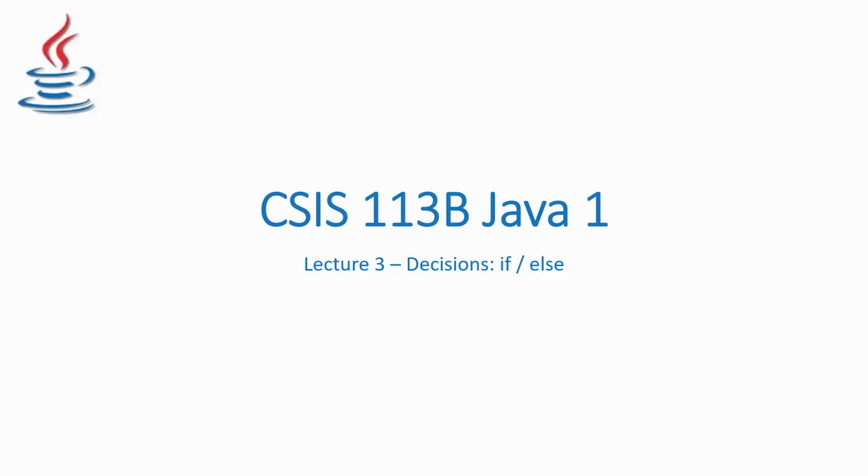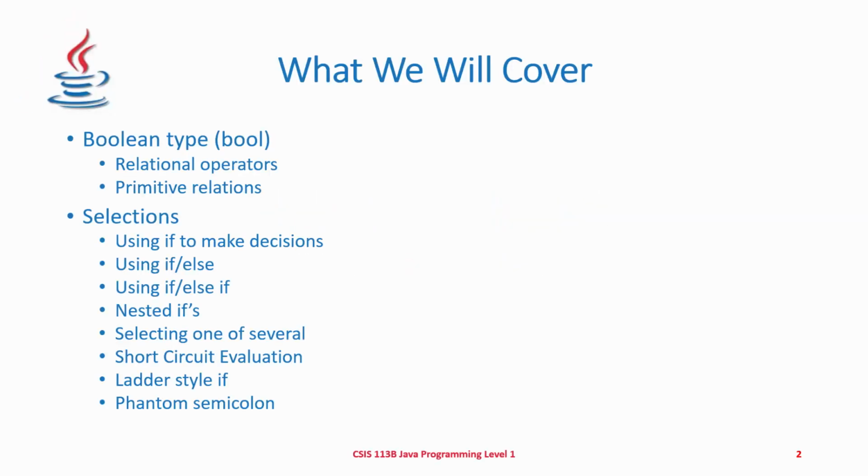Welcome to the CSIS 113B Lecture 3 covering decisions, specifically the if-else decision clauses. Here's what we will be covering in this lecture. We'll start with a discussion on Boolean types, which is the true-false data type.